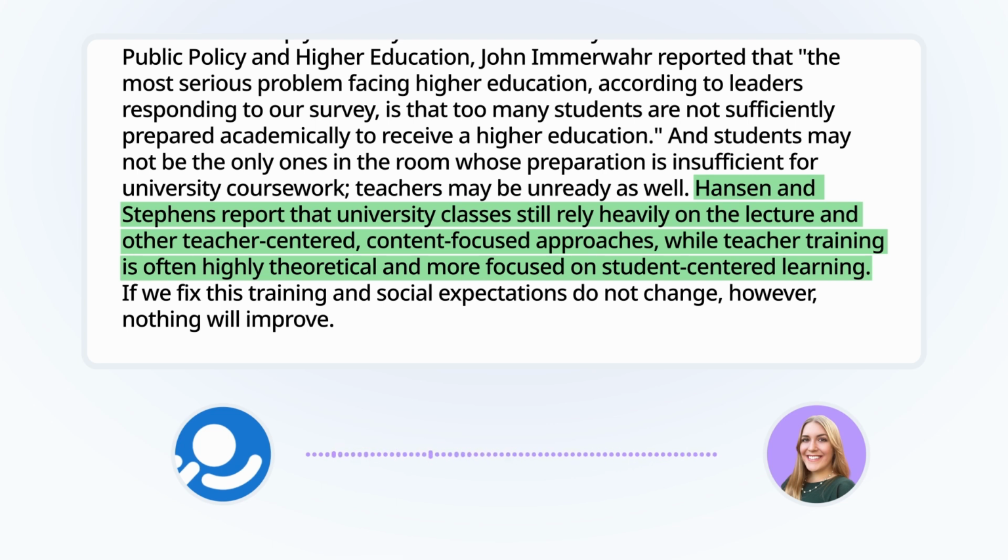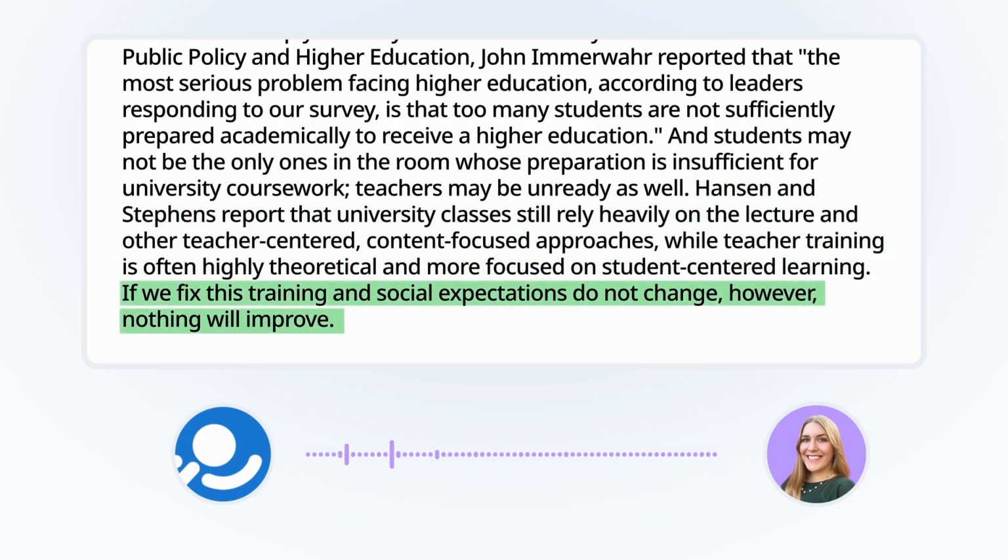All right, we've got one last sentence in this fifth paragraph. If we fix this training and social expectations do not change, however, nothing will improve. We're back on social expectations and social factors. So to me, this sentence is saying the training, although it's important and teachers aren't ready for it, it's not more important than social expectations. Right. It's so interesting because the whole thing is about how people resist or students resist this student-centered learning. And it could be because of the students not being ready or the teachers not being ready. But really, what's more important? It's the social expectations. We need to change those.